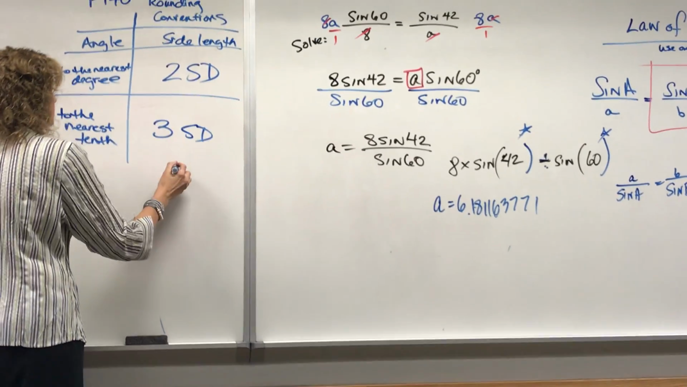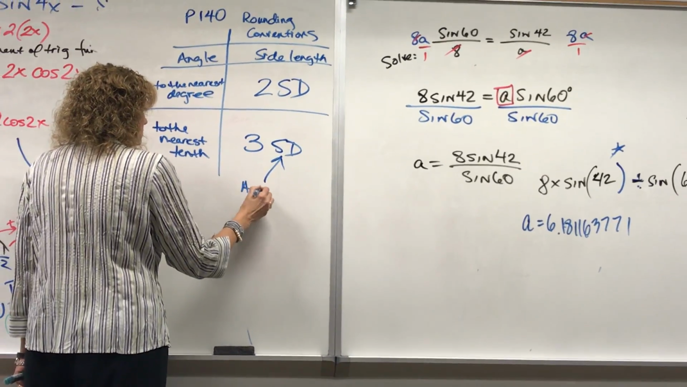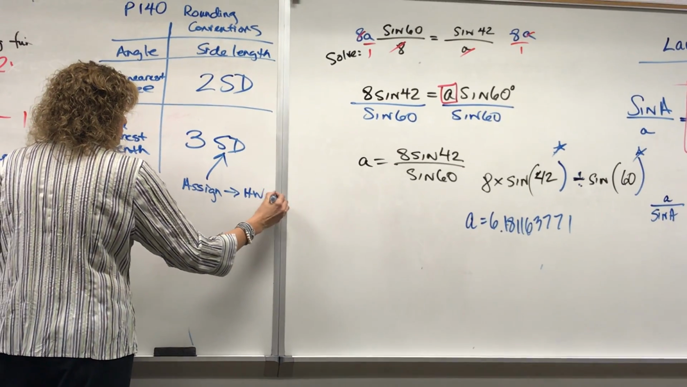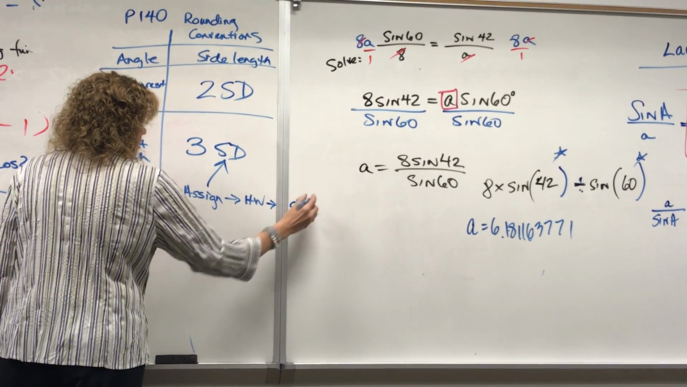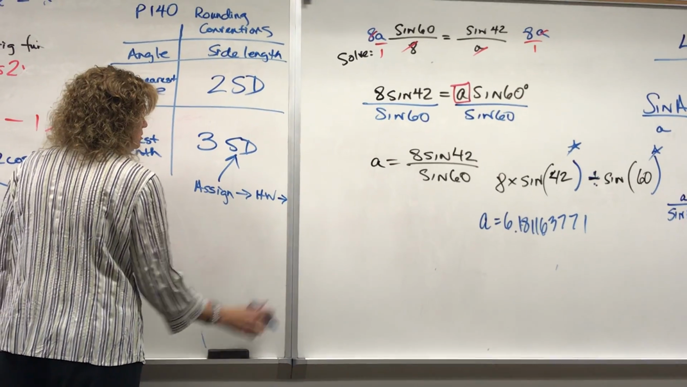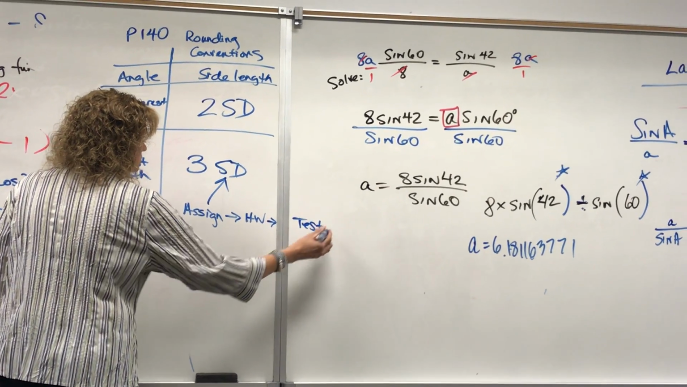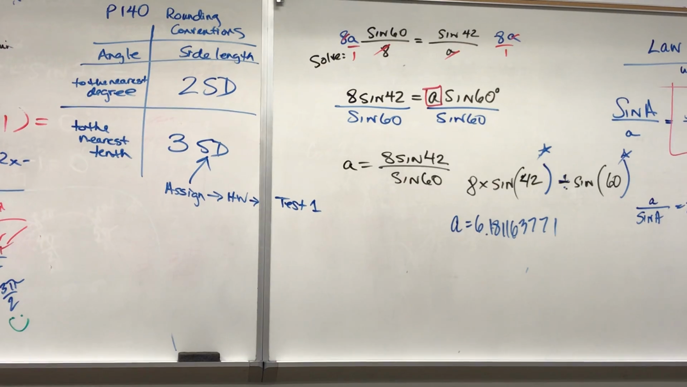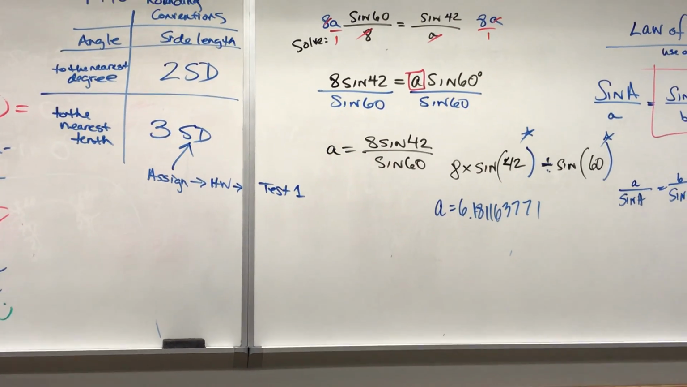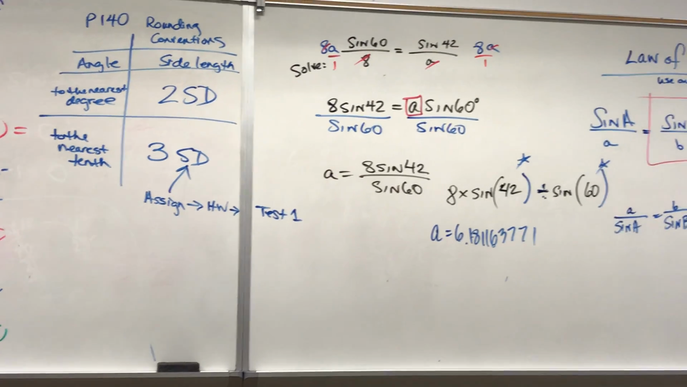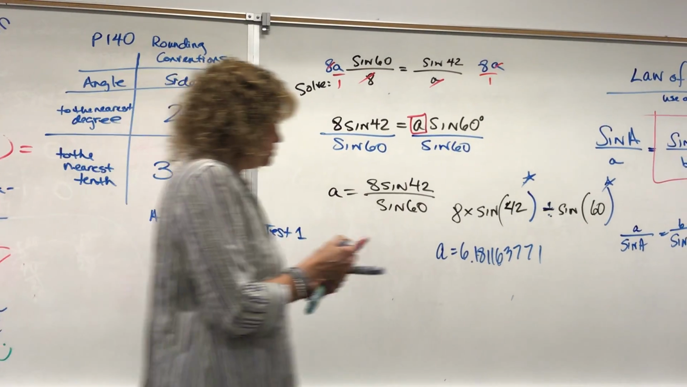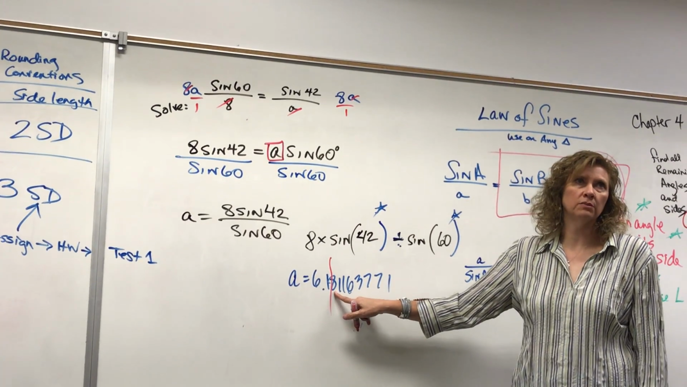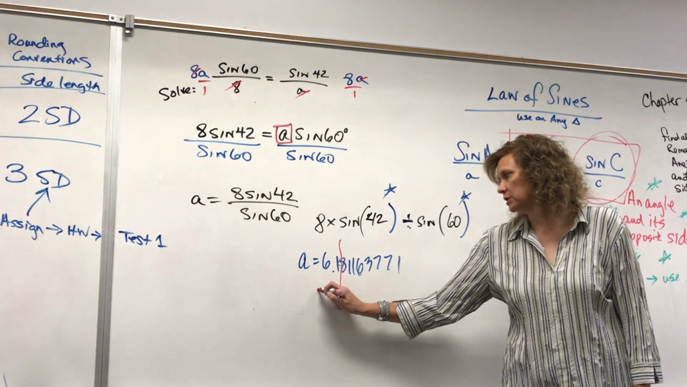If you need a review on significant digits, go to assignments, go to homework, go to the chapter, probably test 1, since this was the first time it was introduced. In there, you're going to have a link to a significant digit video. It's a Khan Academy video, so if you need help with that. Here we're supposed to give our side length to 2 significant digits. So right here, 6.1, except the 8 is going to make us round up to 6.2.